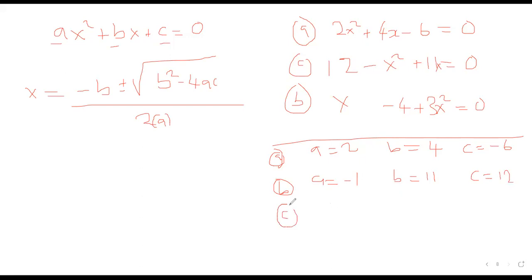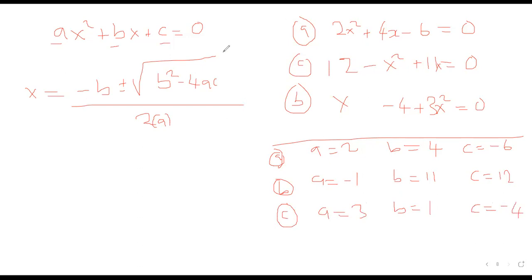How about part c? Which one is our a? Positive 3. Our b? Positive 1. And our c? Negative 4, correct. So I'm glad you're able to identify which ones are a, which ones are b, and which ones are c.